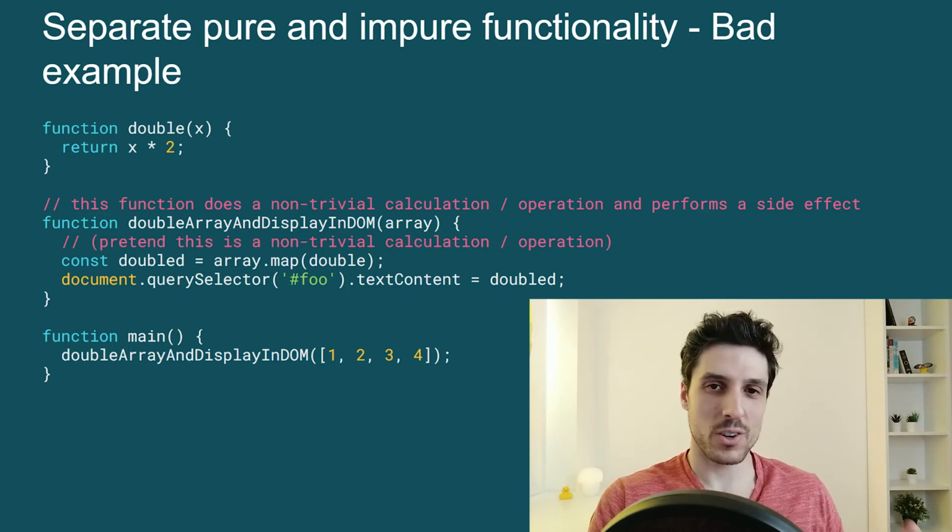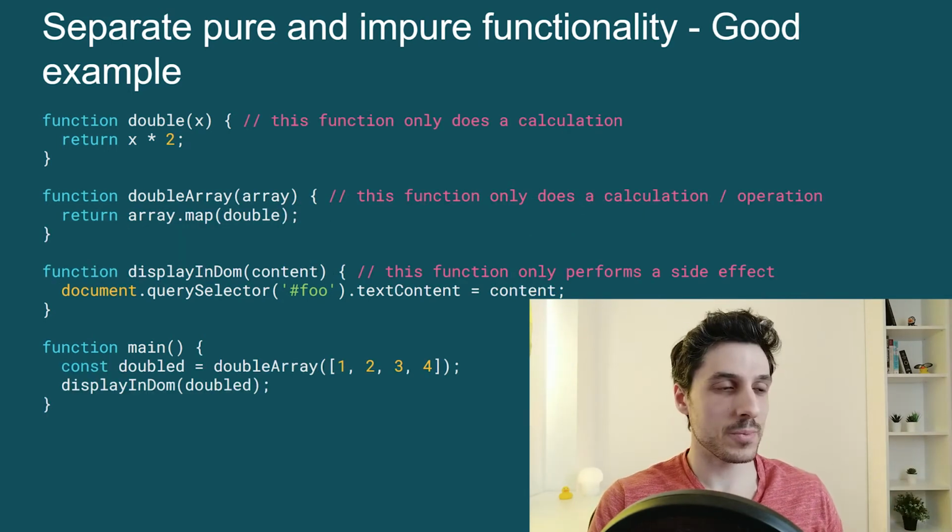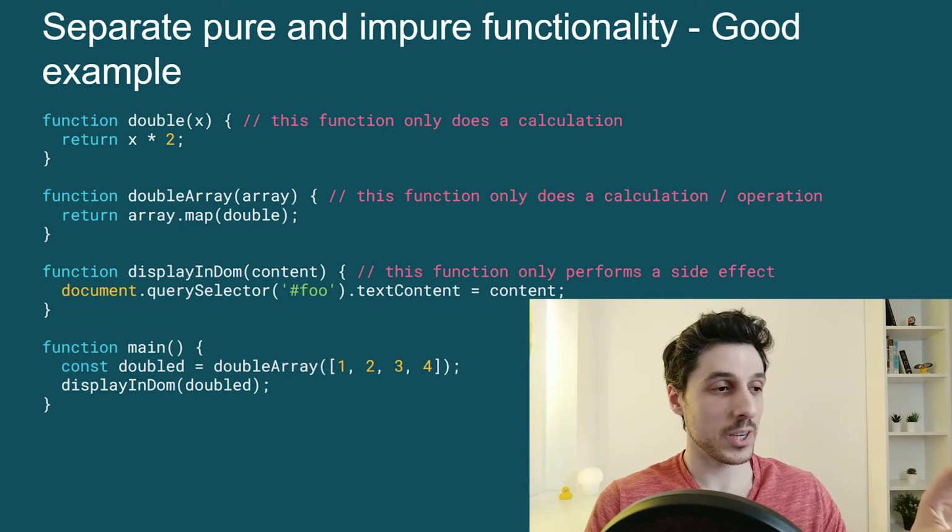So pretend that the calculation or the operation that it's doing is much more complicated, and the side effect that it's doing could also be much more complicated. So in this case, you wouldn't want those two grouped together. This might be more appropriate. Again, if the code was more complicated, this might be how you would want to structure it instead.